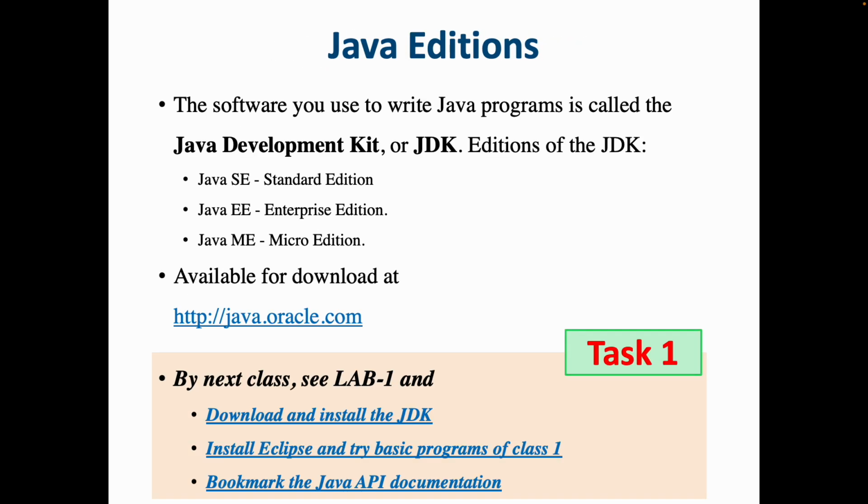The software we use to write Java programs is the Java Development Kit, or JDK. So in order to run programs on your computer, you have to install the JDK. Then you will be able to run any Java program, and it's free. You can just download it from java.oracle.com.